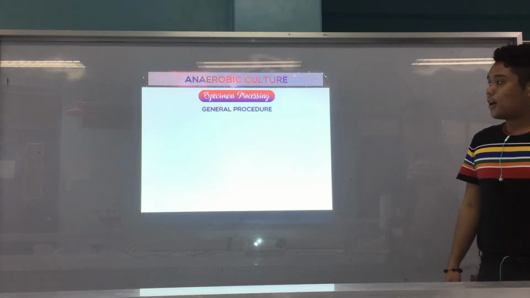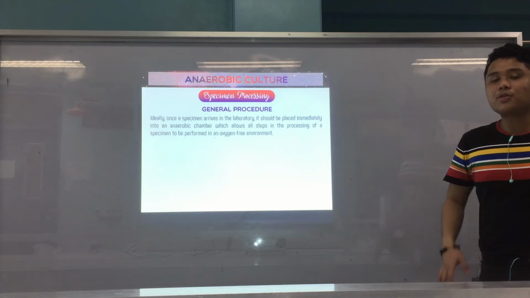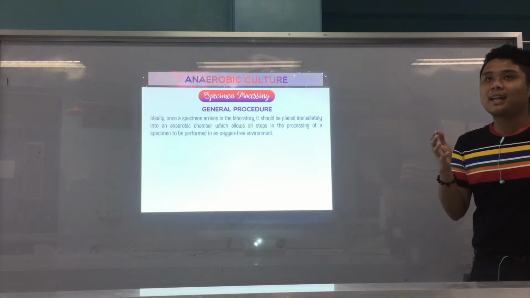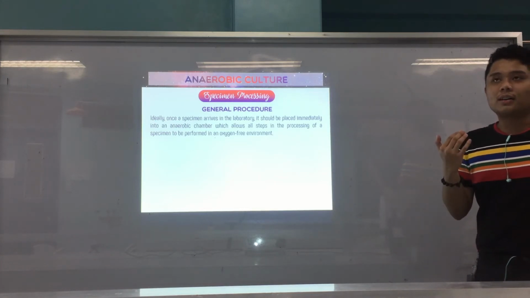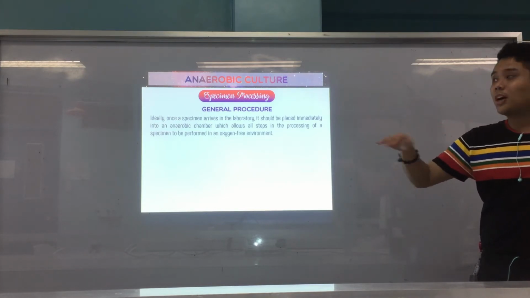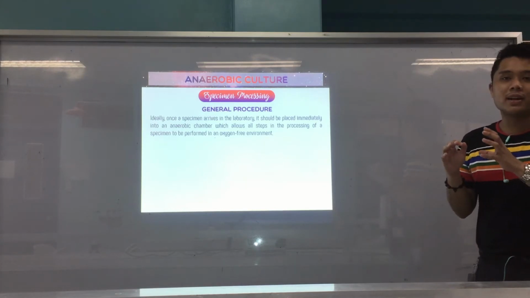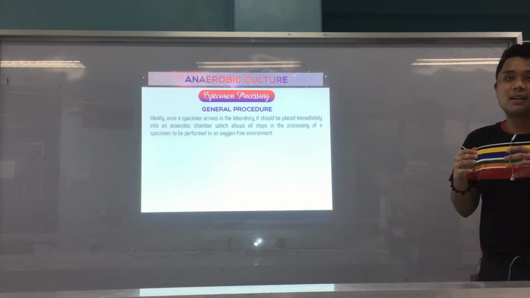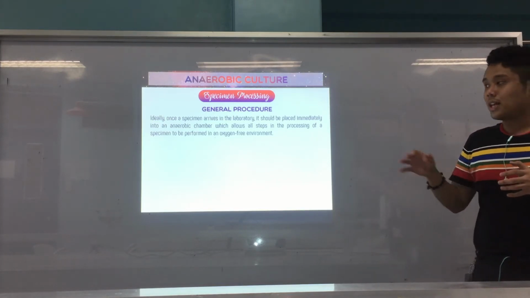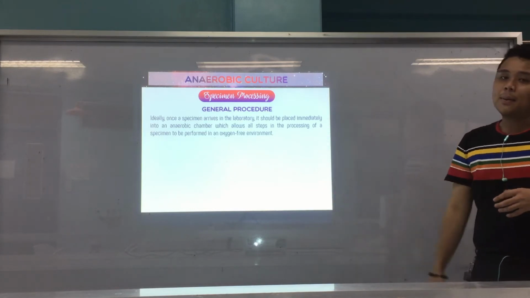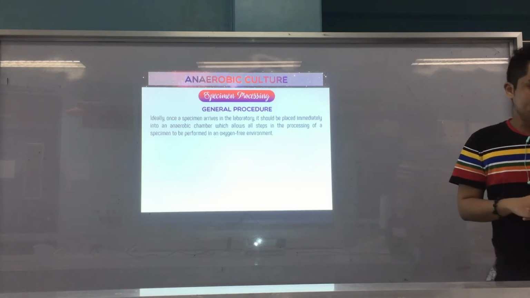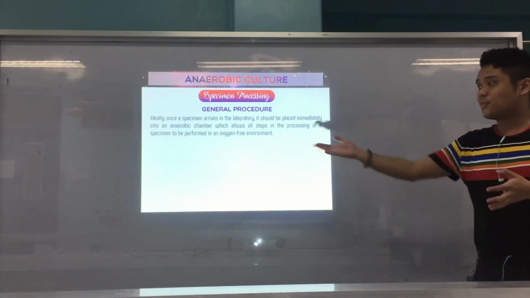First, our general procedure: if you receive a sample for anaerobic culture in the laboratory, and it was not placed in an anaerobic transport medium or transported under anaerobic conditions, then as much as possible, place it directly in an anaerobic chamber or an area with an anaerobic environment. Because again, we want to limit and avoid as much as possible the presence of oxygen, so the next succeeding steps on processing the specimens will be done in an oxygen-free environment.